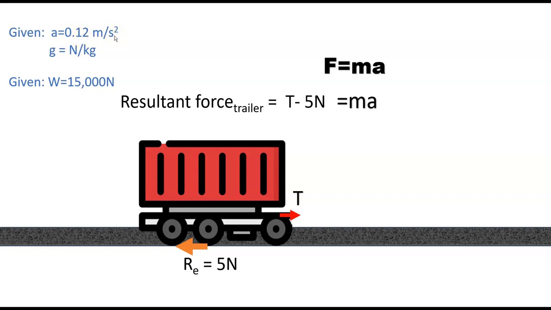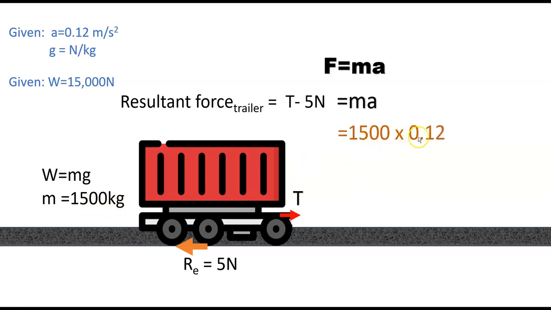We are given that the weight of the trailer is 15,000 Newton. Weight is equal to mass times gravitational field strength. So the mass of the trailer is 1,500 kg. Now we can substitute this mass into the equation F equals ma, and rearranging it, we can calculate the tension T to be 185 Newton.